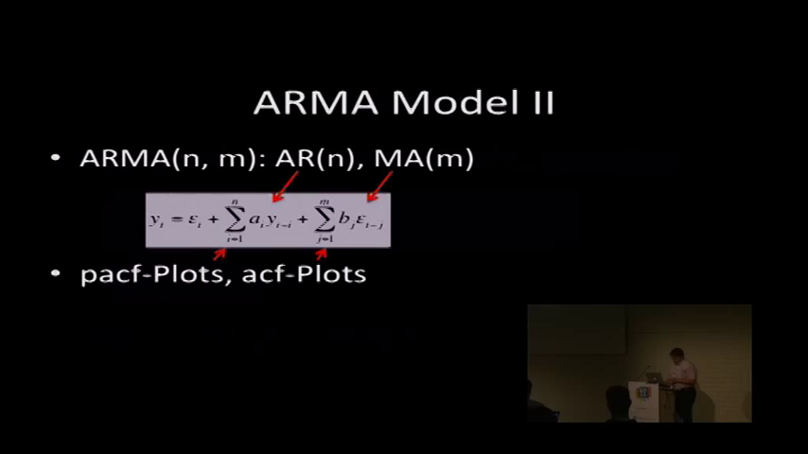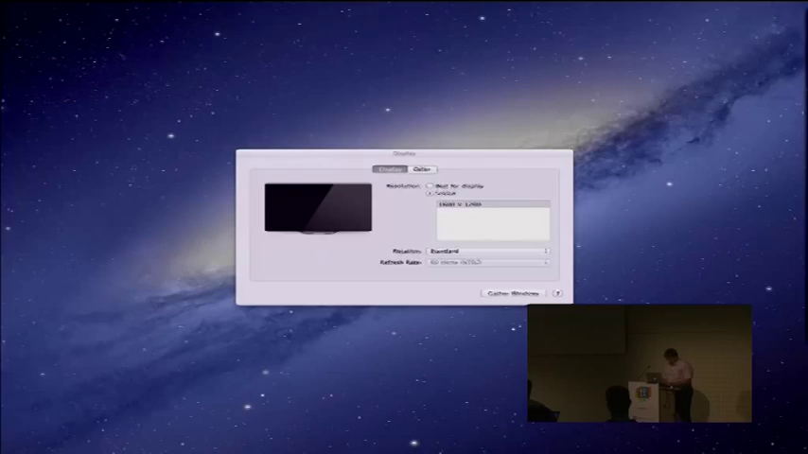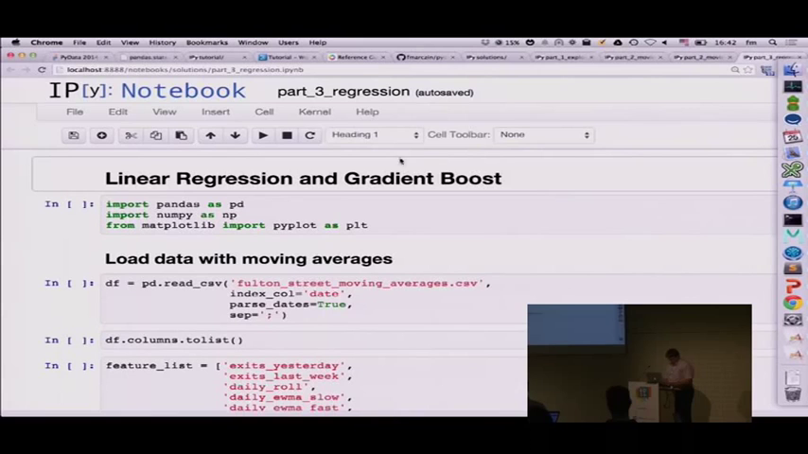Okay, let's go to the notebooks. Insert tutorial.